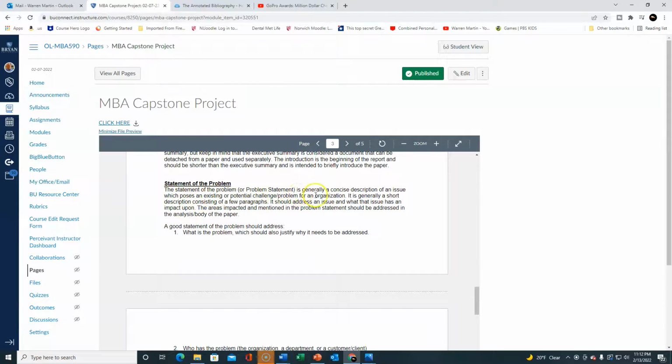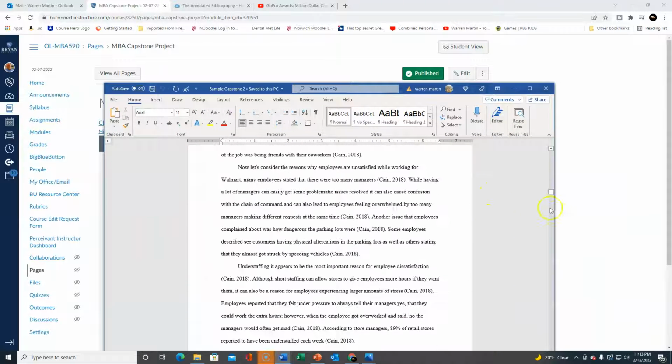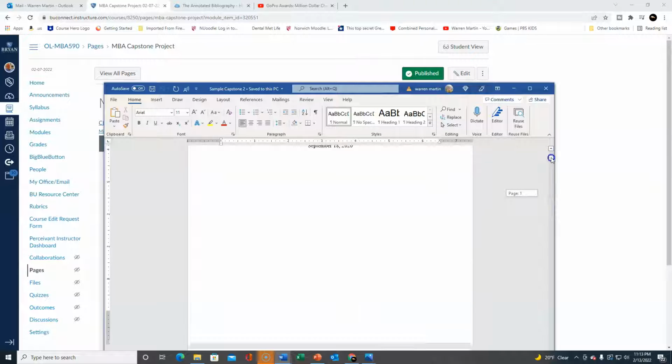When you scroll down, you have the explanation of what the statement of the problem is. And you've already done something similar to this in that previous research course we talked about. Now I'm going to pull over a couple of samples to show you.